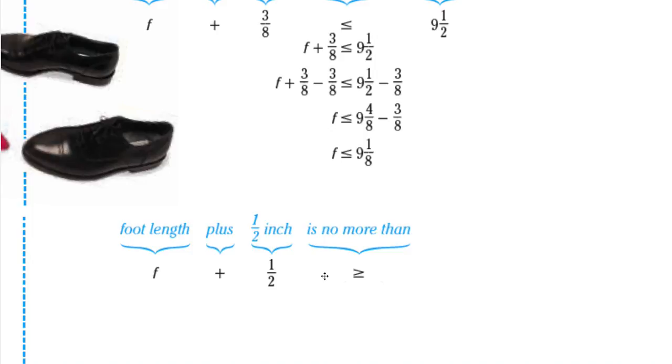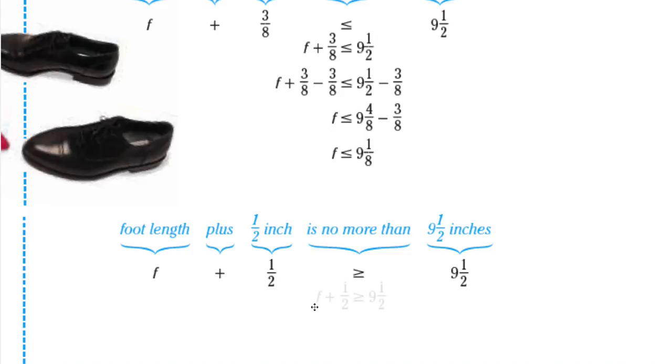The second one is going to be something like this. We get our foot length, and then we add 1/2 of an inch. That is no more than 9 1/2 inches.